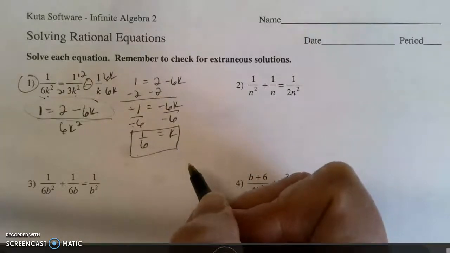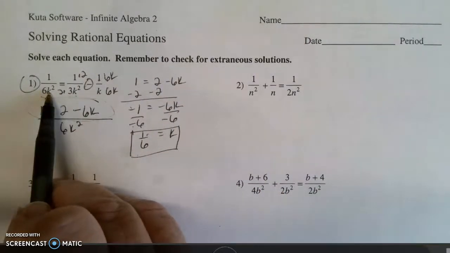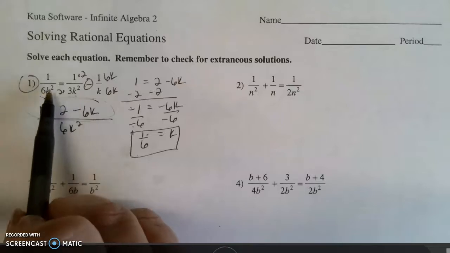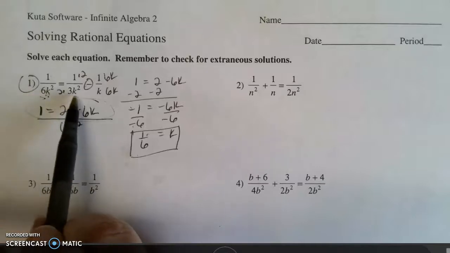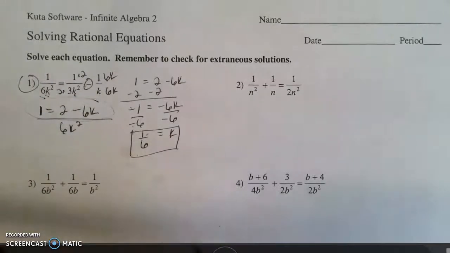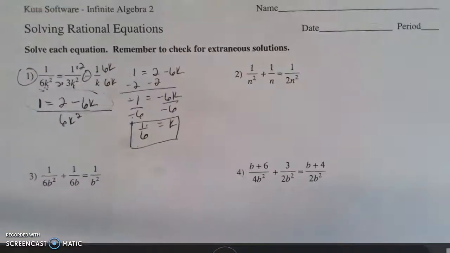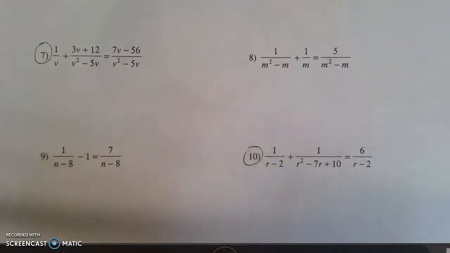The only thing I have to check is when I plug this in, am I going to get a 0 in any of my denominators? So here, if I plug in 1/6, I don't get a 0. Here, if I plug in 1/6, I don't get a 0. And here, if I plug in 1/6, I don't get a 0. So this is my answer. All right. Remember, when we're checking for extraneous solutions, our denominators can't be 0.